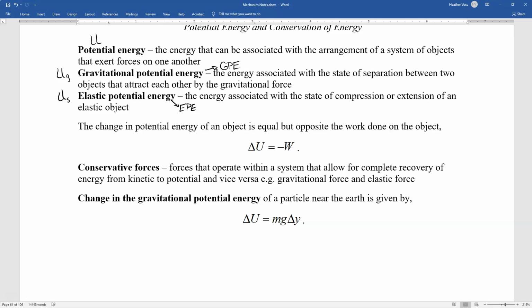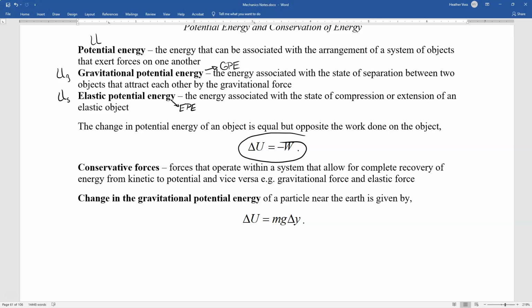That's the energy that we're going to associate with the state that we have, stretched or compressed, for an elastic object like a spring or a rubber band. So when we are looking at the change in potential energy, that is going to be equal in magnitude but opposite to the work done by the object. So they're off by a negative sign.